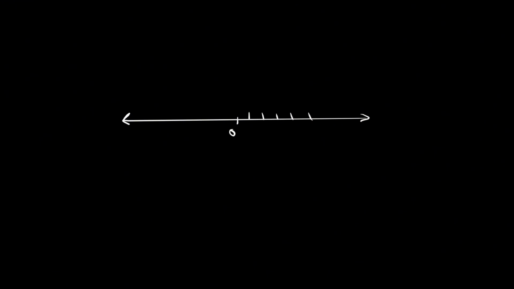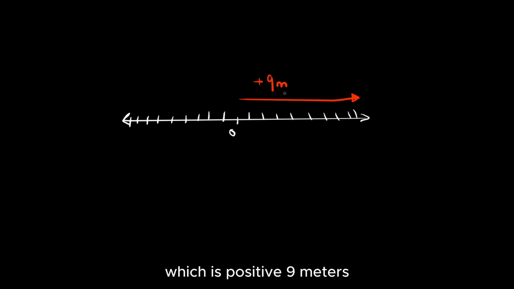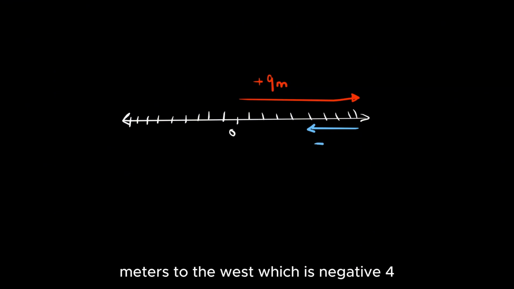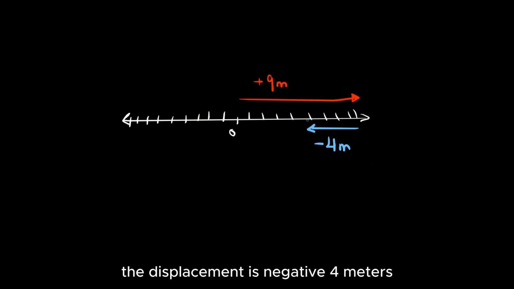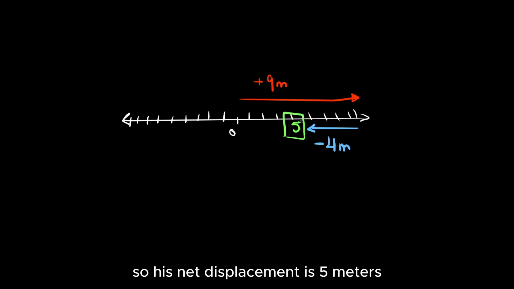So let's say we have a number line, and this is position 0, and Alex traveled for 9 meters to the east, which is positive 9 meters, and then he turns around to travel 4 meters to the west, which is negative 4. The displacement is negative 4 meters. So now his current position is at 5 meters. So his net displacement is 5 meters to the east.